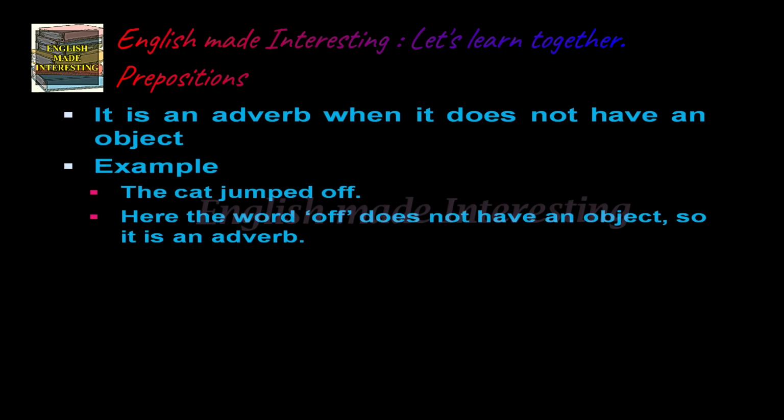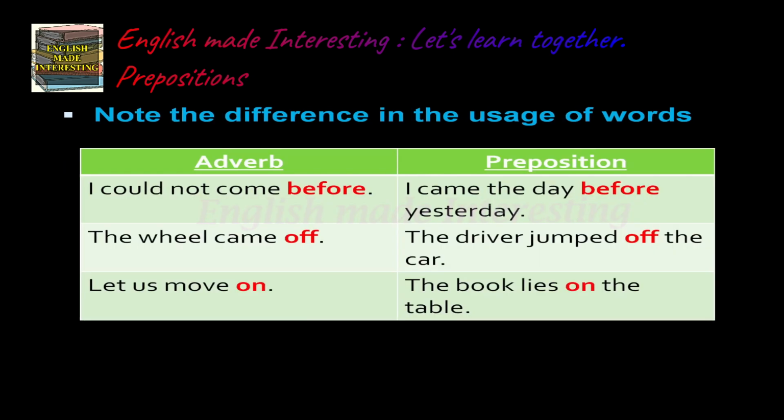It is an adverb when it does not have an object. Example, the cat jumped off. Here the word off does not have an object. So, it is an adverb.